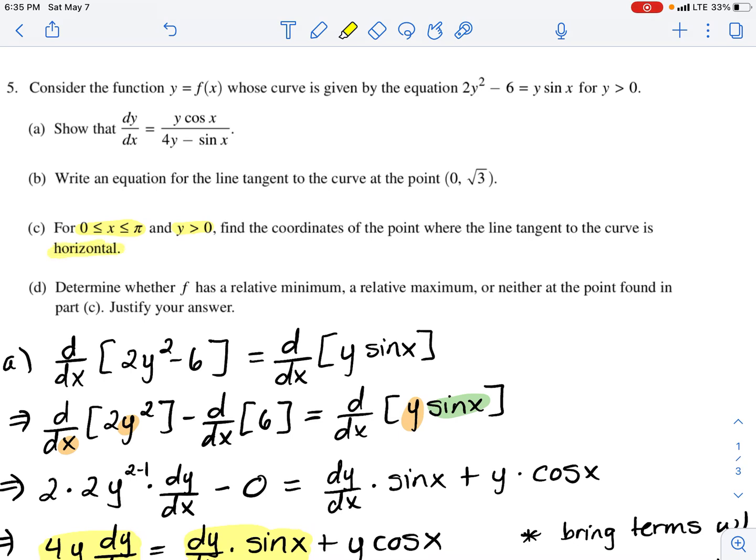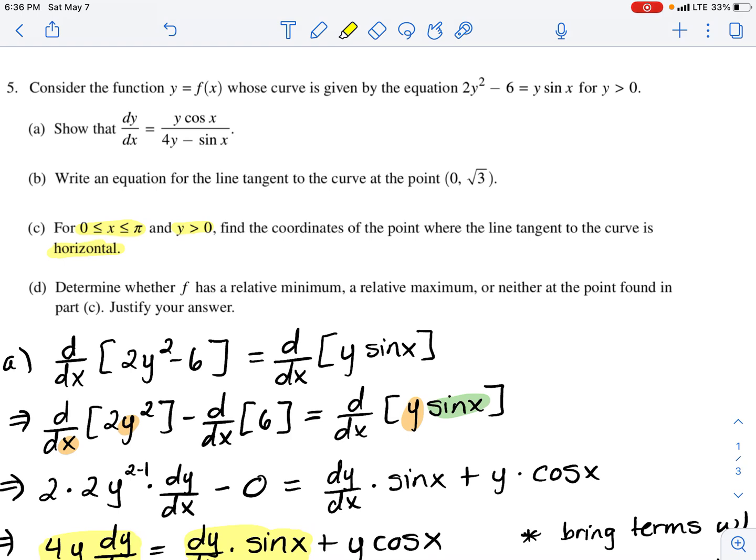Okay, so when are you going to have a horizontal line? What is the slope going to be? Well, for horizontal lines, the slope is 0, right? So if it wants to know at what point you are going to have a horizontal tangent line, we need to first figure out at what point the slope is going to be 0, right? So how am I going to figure out when the slope is 0?